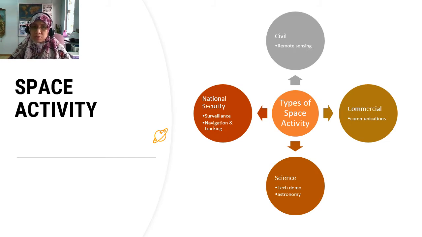Some countries use remote sensing satellites as their spy satellites to monitor troop movement and violation of international treaties, such as international border violation and human trafficking.